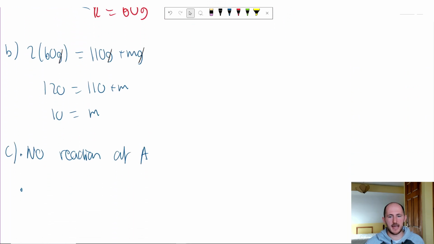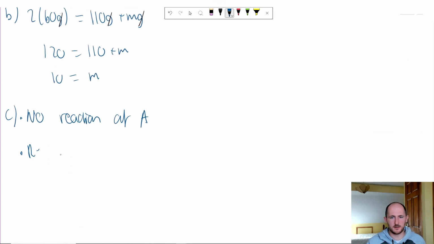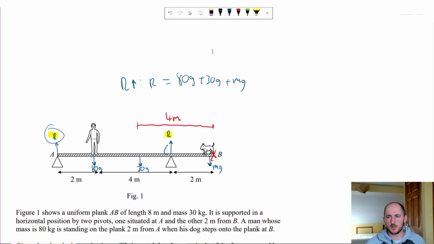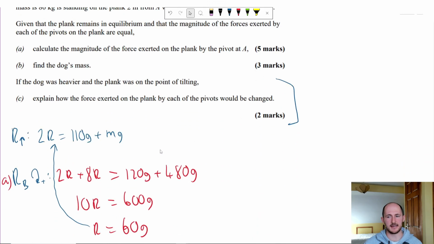So the reaction at B, or C in this case, increases. Because it will have the weight of the dog, the weight of the man, and the weight of the plank all on one pivot. And that's the really, really key thing.